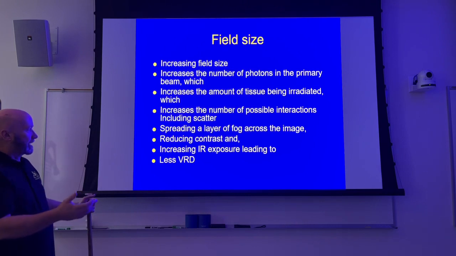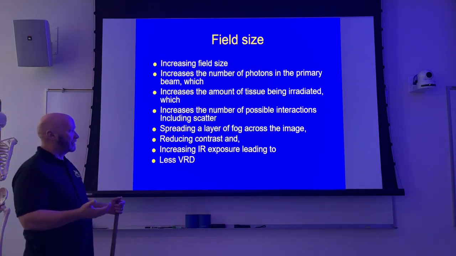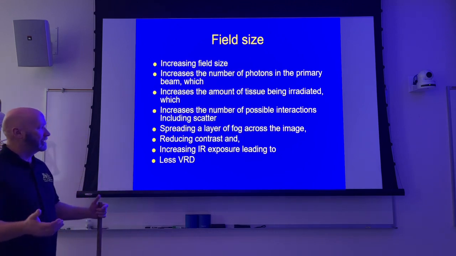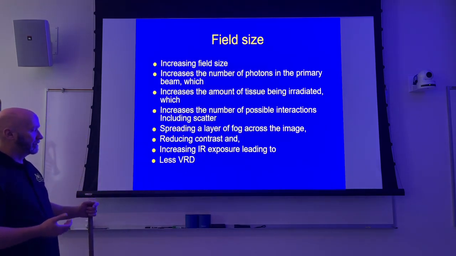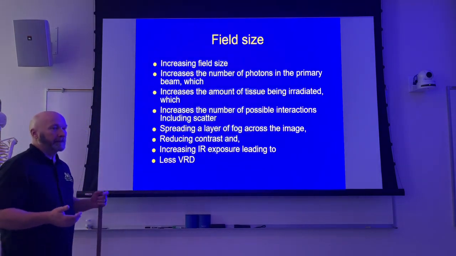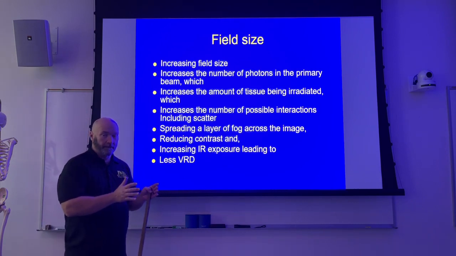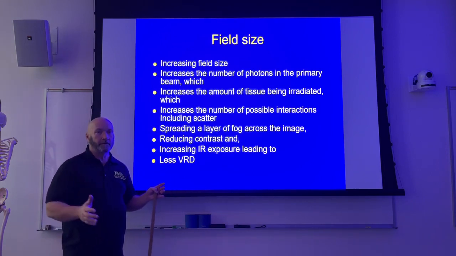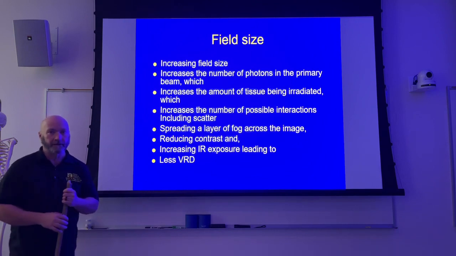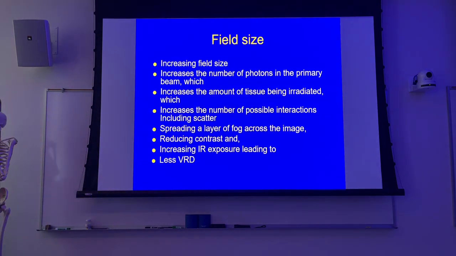So with that scatter created, we're going to spread a layer of fog across the image, which potentially could reduce contrast, increase image receptor exposure, leading to lower visibility or recorded detail. This is assuming that you were to take an image with collimation and then you remove the collimation. This is what the net result is going to be. More scatter, more image receptor exposure.